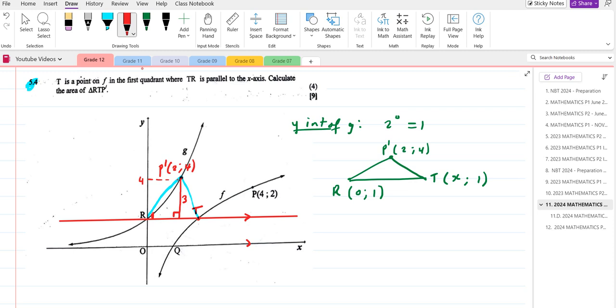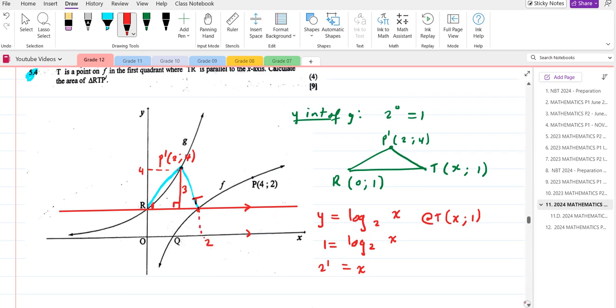It's easy now because we know T's y value. So we're going to use the log function. y equals log x base 2 at T, with x unknown and y equal to 1. So it's going to become x equals 2 to the power 1. So the value of x here is 2.